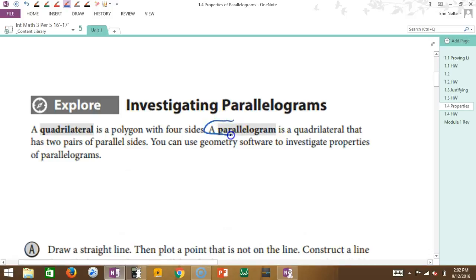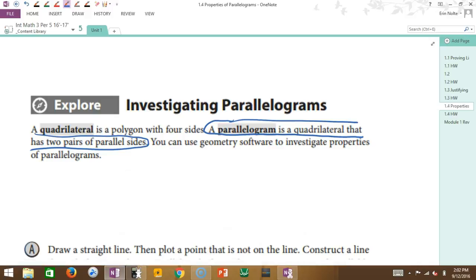You guys see this? A parallelogram is a quadrilateral that has 2 pairs of parallel sides. 2 pairs of parallel sides. And we're going to even make more statements.